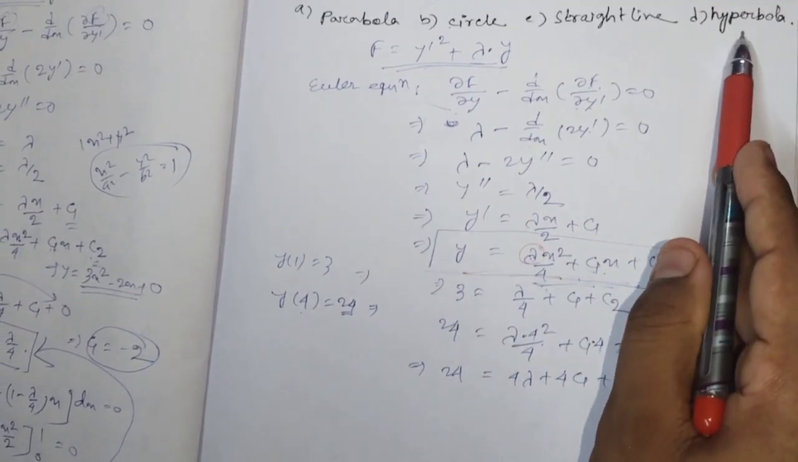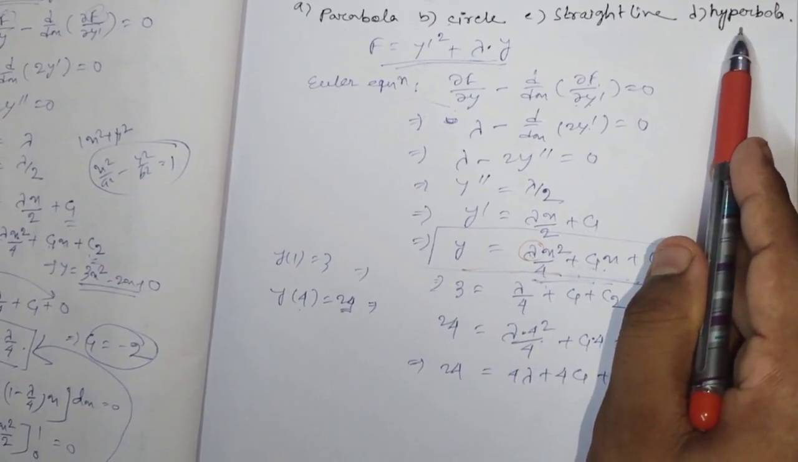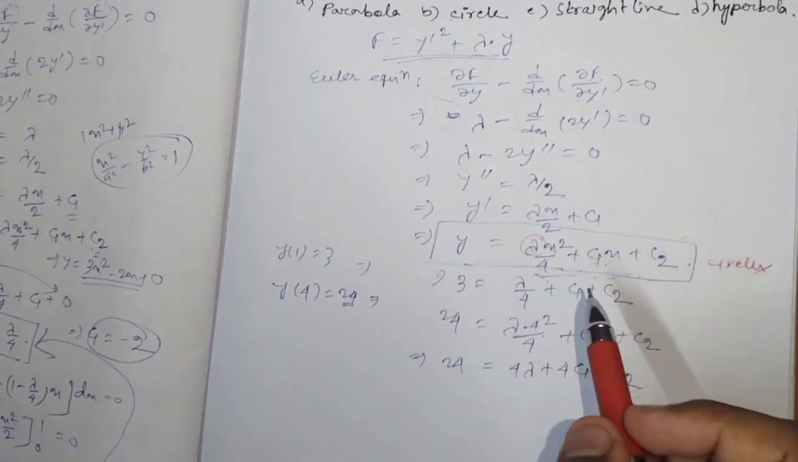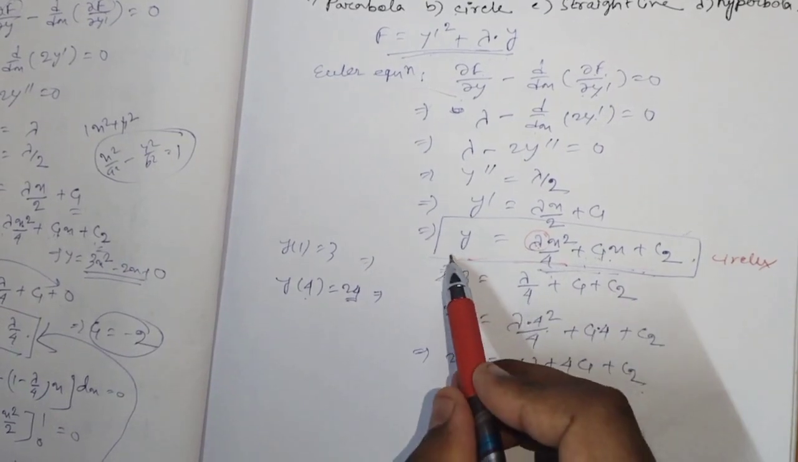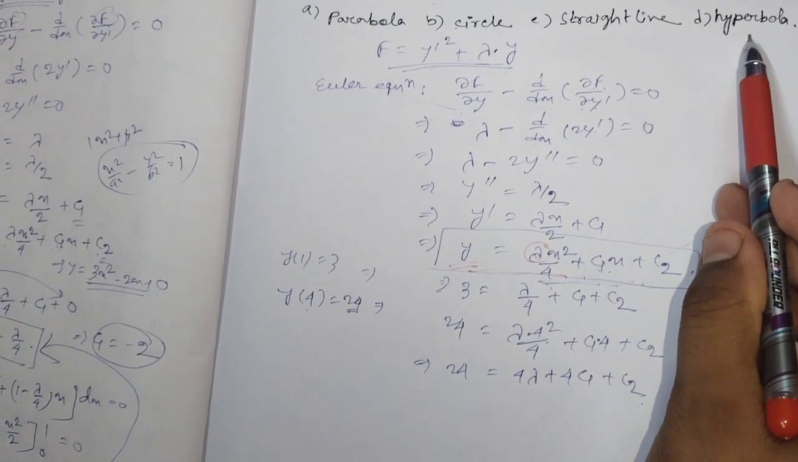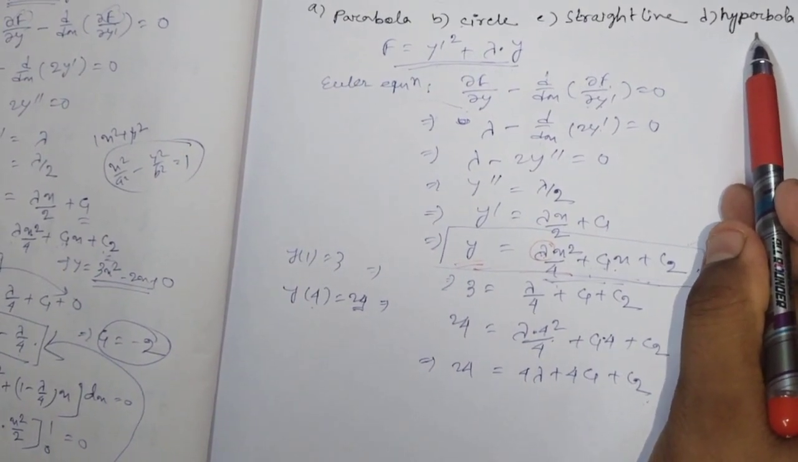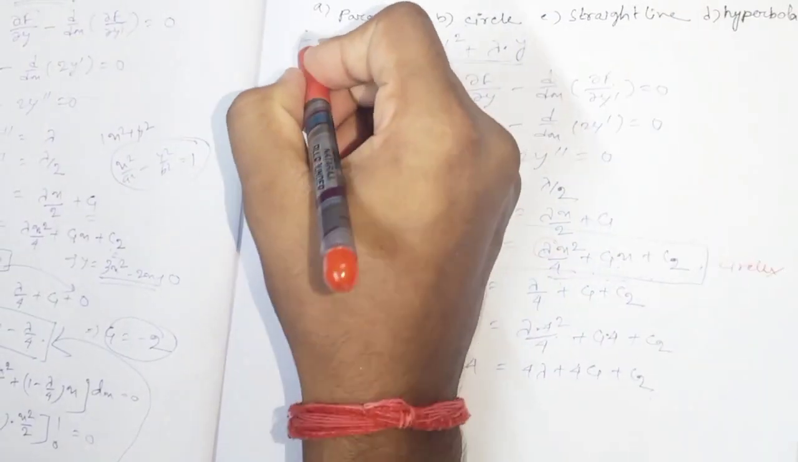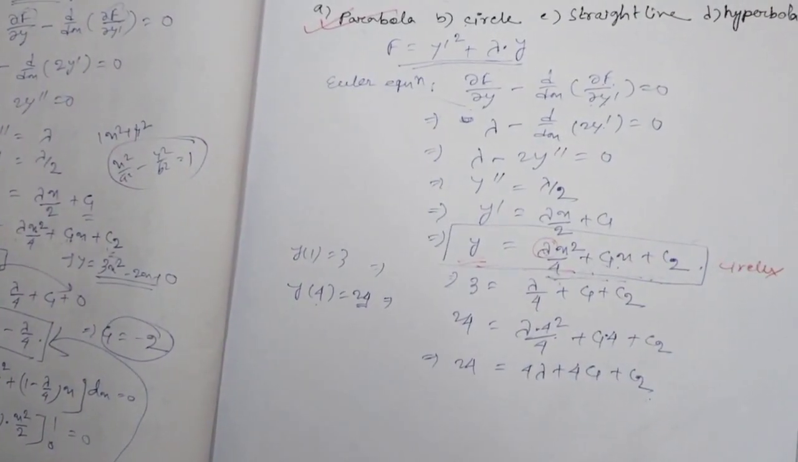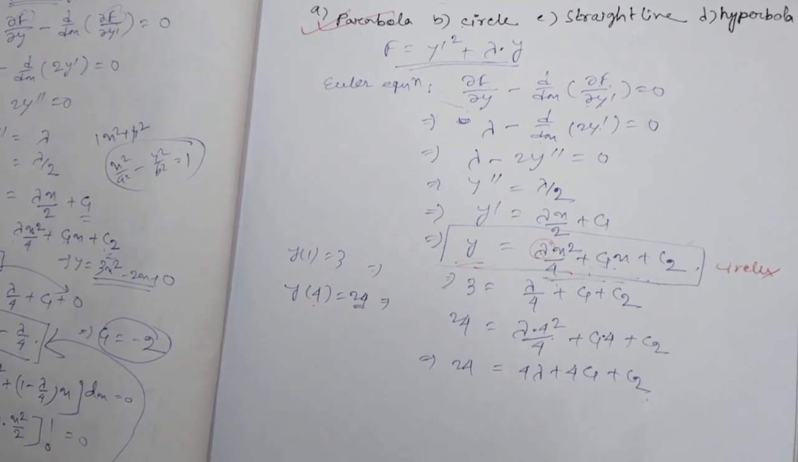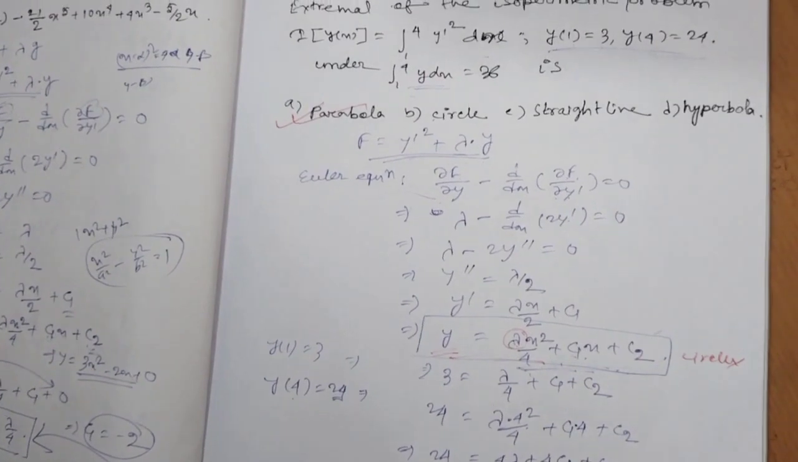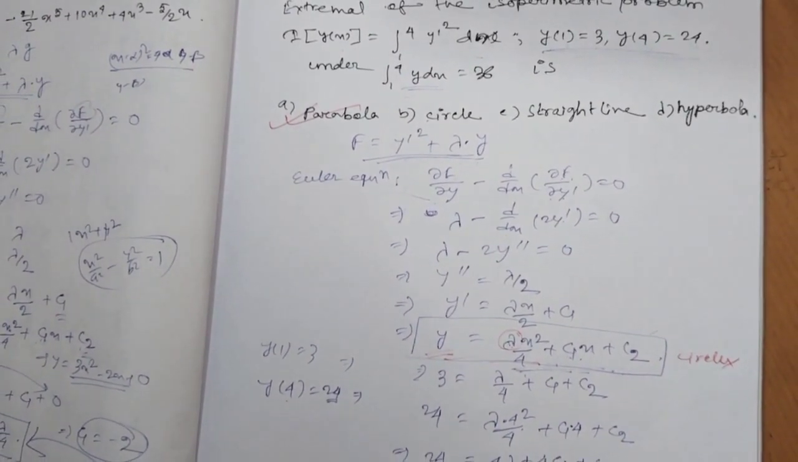And in case of hyperbola, the degree of y should be 2 and x also, but here the degree of y is 1. So this can never be a hyperbola. So the only option, parabola, is our correct answer. No need to check the boundary conditions here. Remember, in exam this type of question may arise, so be careful.